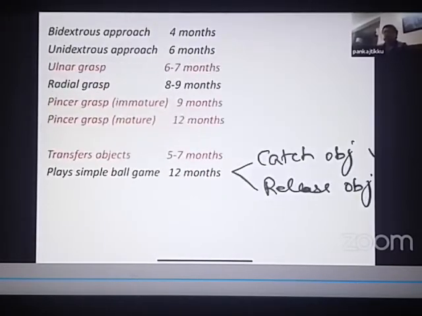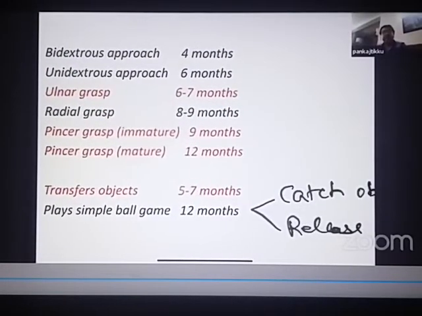Okay, so I told you bidextrous approach 4 months, unidextrous approach 6 months. So uses both hands to catch the objects 4 months, uses one hand to catch the object 6 months. Ulnar grasp, so holds the object using the ulnar aspect of the palm 6 to 7 months. Radial grasp uses the base of the thumb to catch the objects 8 to 9 months.